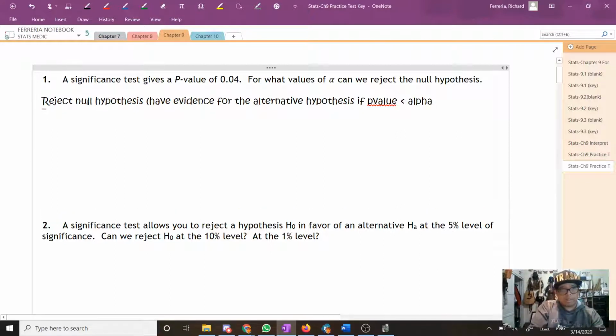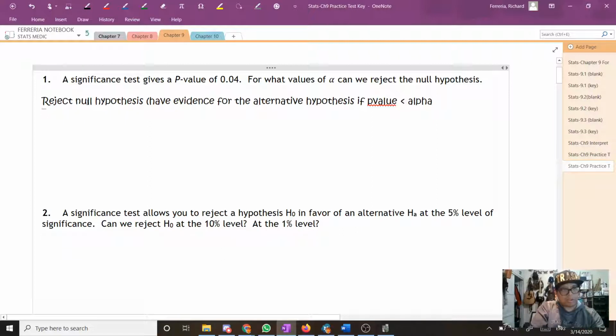Okay, so I know that doesn't really answer the question. So what values of alpha will reject the null hypothesis? Well, any alpha greater than 0.04.